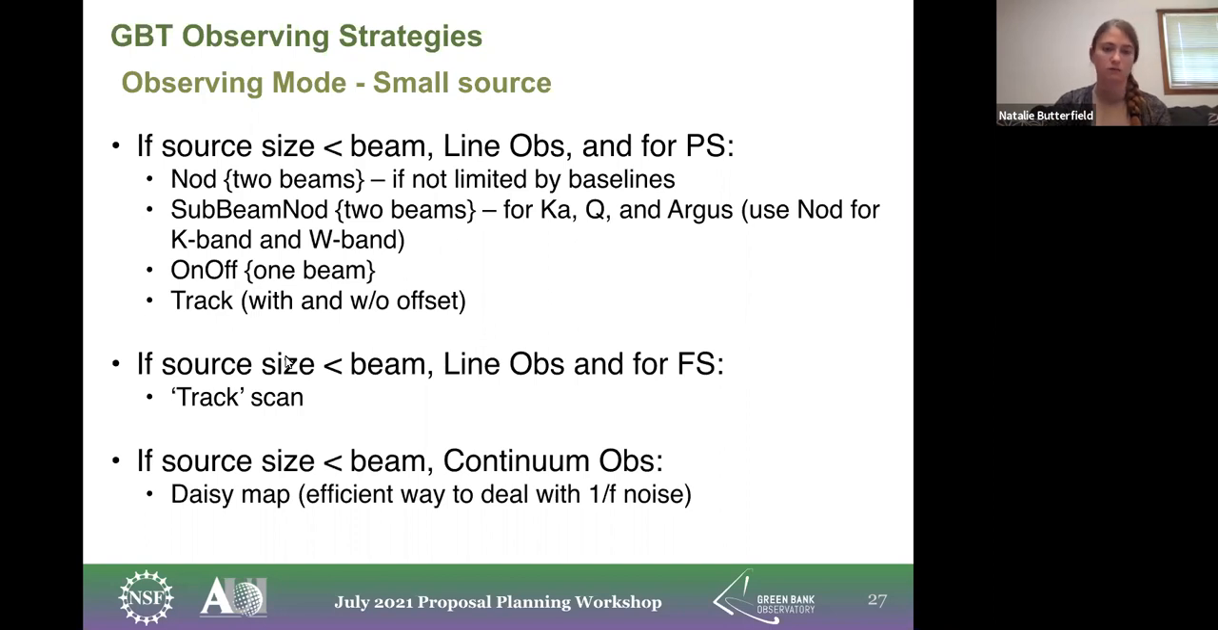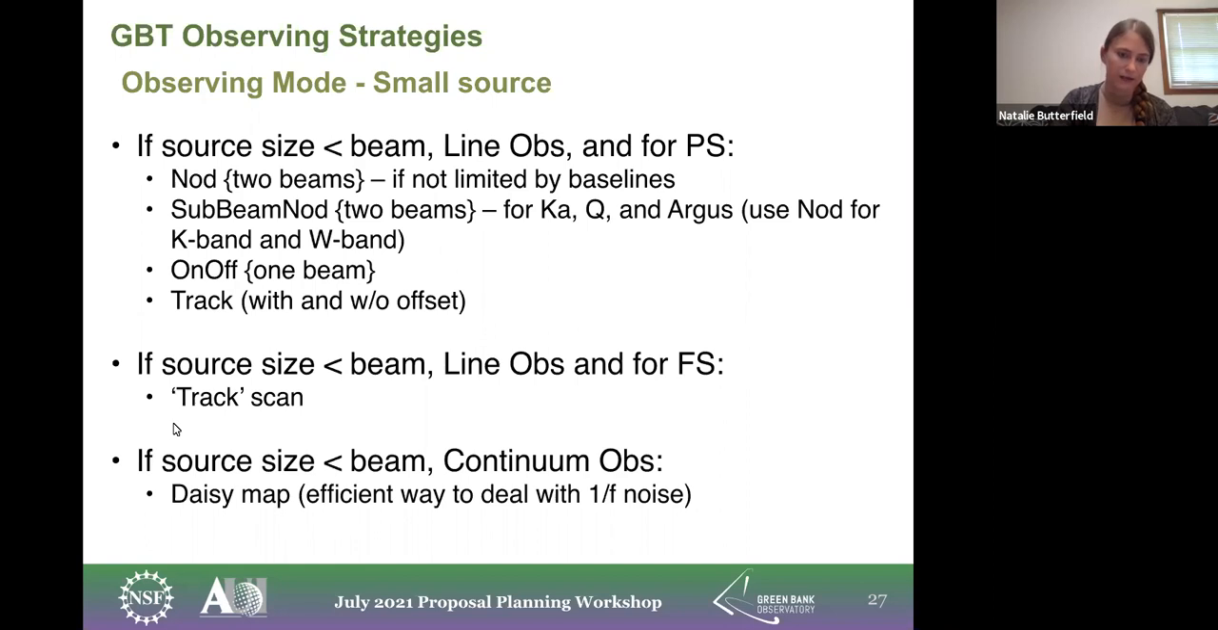If you're doing line observations but you wanted to do frequency switched, then you can just use your track scan. You don't need to be pointing off because it's frequency switching as it's observing. So you don't need to have an off position for those. You can just simply track on your source, and it will account for that in the background.